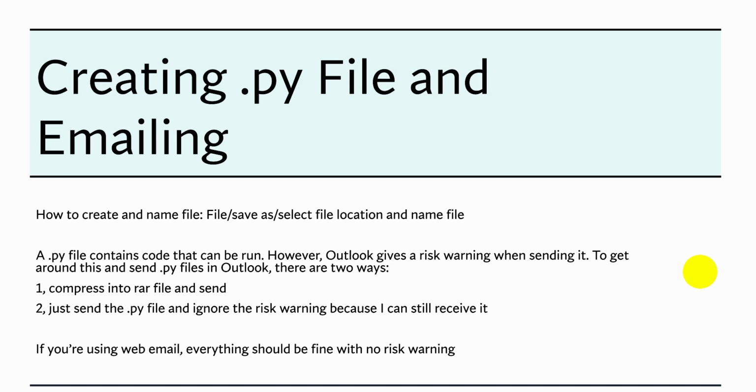However, Outlook gives a risk warning when sending it. To get around this and send .py files in Outlook, there are 2 ways. If you get the warning, you can either compress it into a RAR file and send that, or you can just send the .py file and ignore the risk warning because I can still receive it.